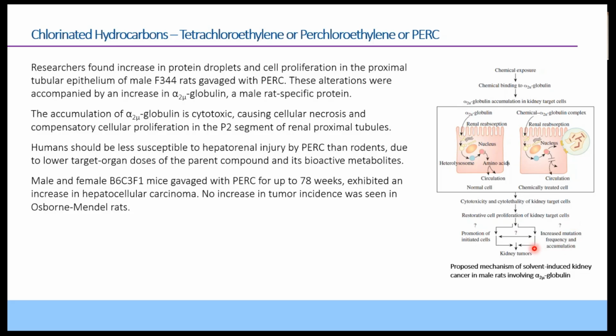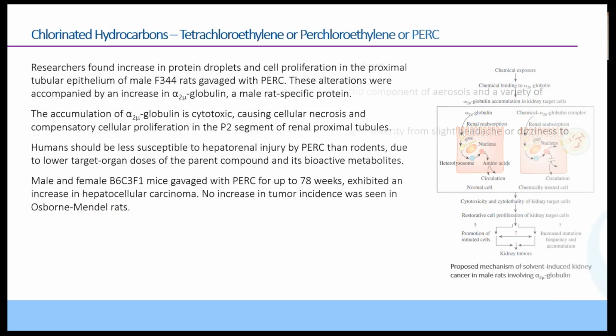it causes kidney tumors. So male and female B6C3F1 mice gavaged with PERC for up to 78 weeks exhibited an increase in hepatocellular carcinoma. No increase in tumor incidence was seen in Osborne Mendel rats. So this is a typical example of toxicity which is related to a particular sex and strain and species also, because it was not seen in rats.